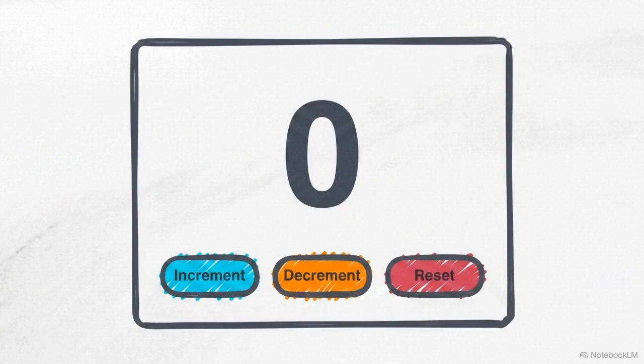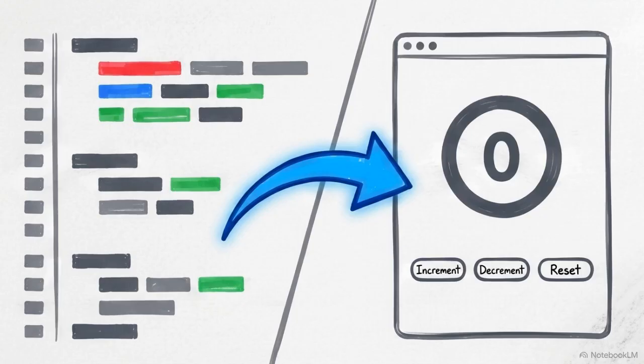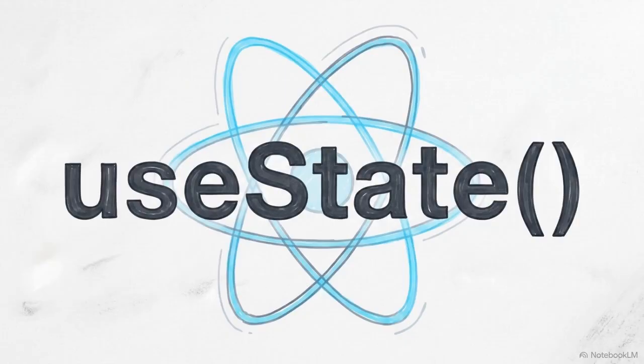On the right side of this screen, we have a fully interactive counter application. By the end of this video, you are going to build this exact interface from scratch using the code on the left. This instant interactivity is powered entirely by React's most widely used hook, useState.